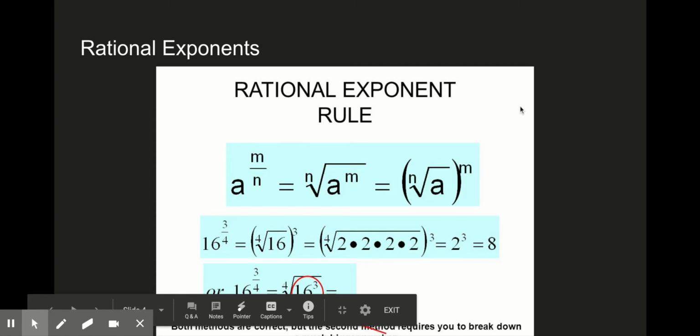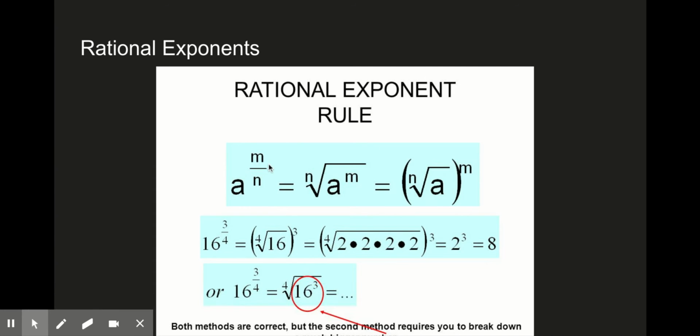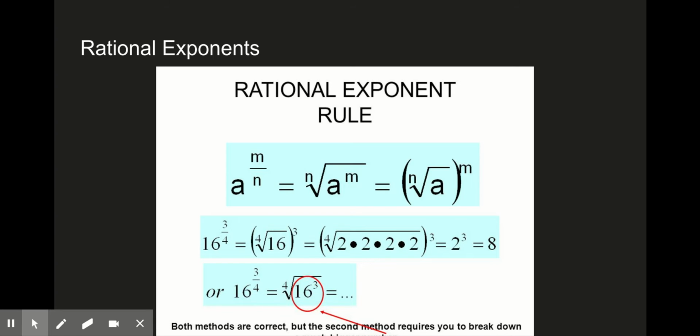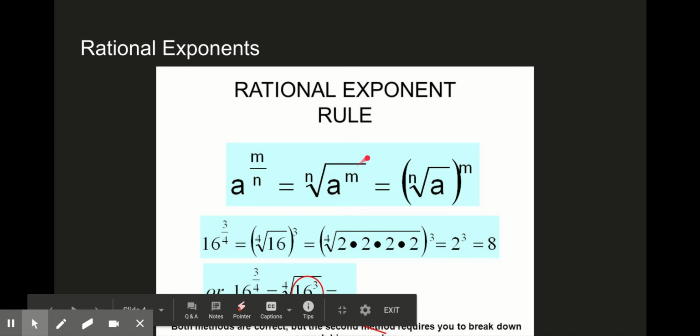All right, let's talk about rational exponents. Basically what we've learned is, if I see an exponent that's a fraction, I can always rewrite it like this or like this. I like that this diagram tells you, look, it's not to say that you can't do it the other way, where you take the a and raise it to the power of m first. You'll get the same answer.